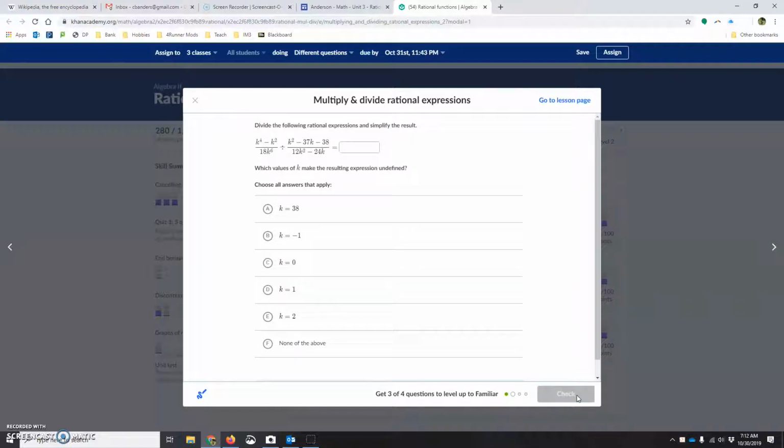Okay, so k to the 4 minus k squared, which we can pull a k squared out of that top. And actually, it's a difference of 2 squares up there. We'll talk about that in a second. Times 18k to the 6, divided by k squared minus 37k minus 38, and 12k squared minus 24.